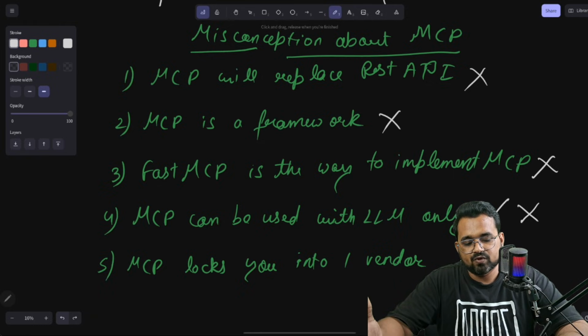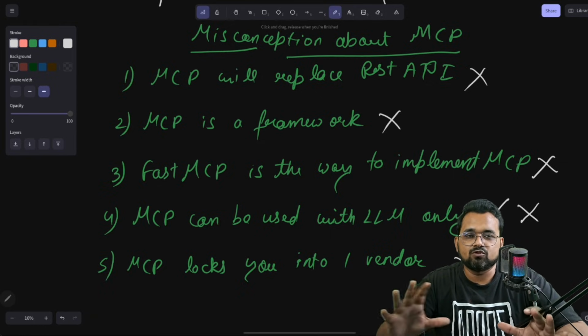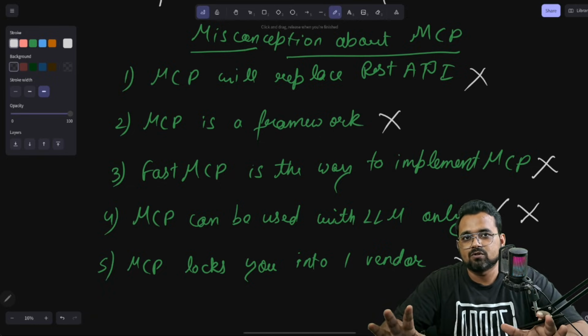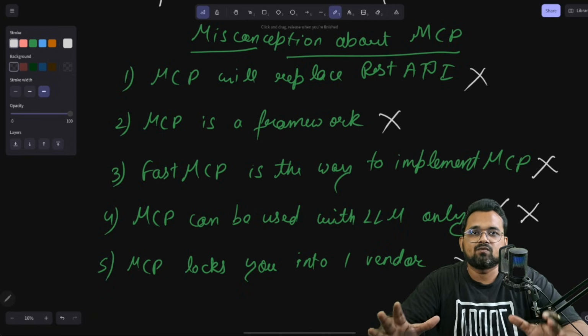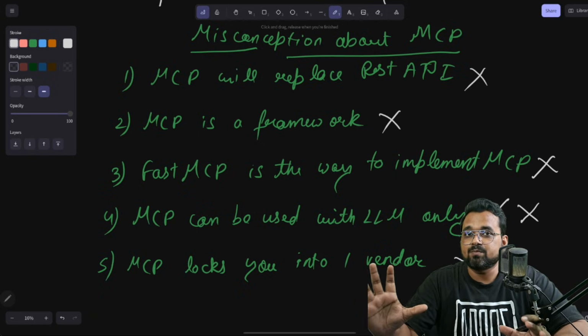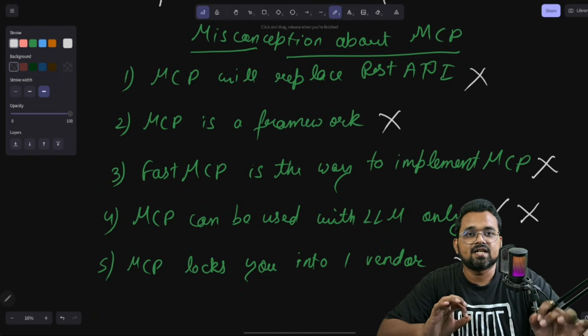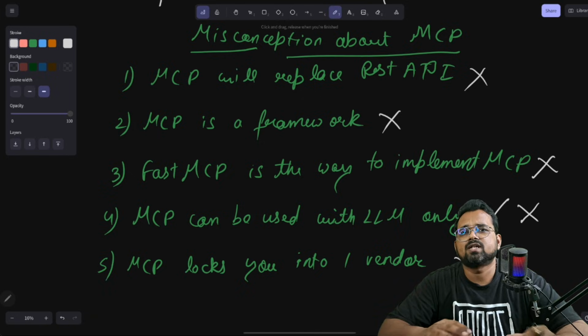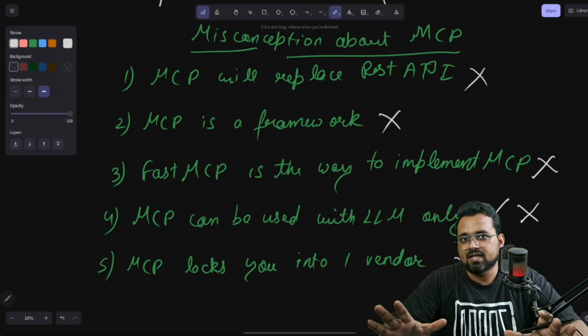MCP locks you into one vendor. The answer is no. Suppose I created one MCP server to be utilized in Android Studio or Cursor IDE, you can still use that MCP server in your CLI or any AI powered applications. Not only that, if I create an MCP server in PHP, you can utilize that MCP server with an MCP client created in Python, JavaScript, Kotlin, any language you want. So MCP is actually plug and play across any AI applications.